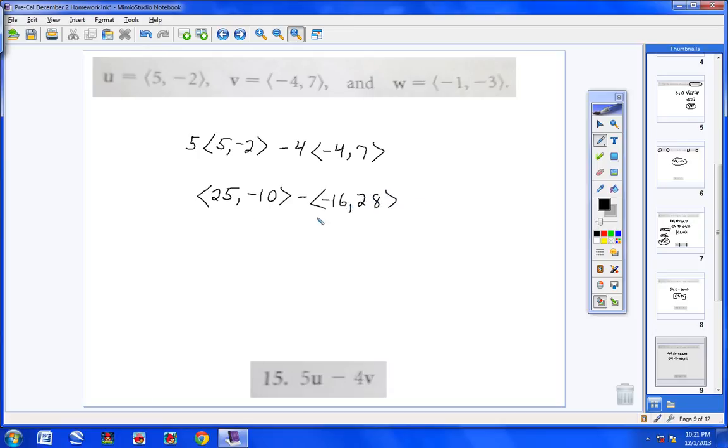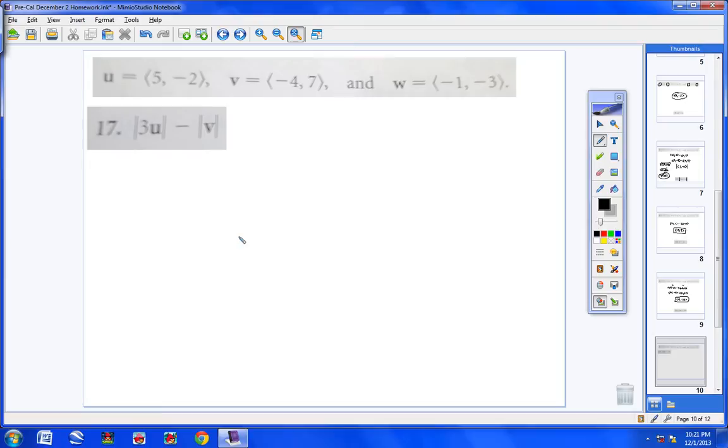And now we're going to subtract. 25 minus a negative 16 would be 41, and negative 10 minus 28 would be negative 38. I always lean over and check the answers to make sure we've got this right, so let me check this very quickly, and yes, that is correct. Okay, so we simply took 5 times vector u, 4 times vector v, and then subtracted the two vectors.